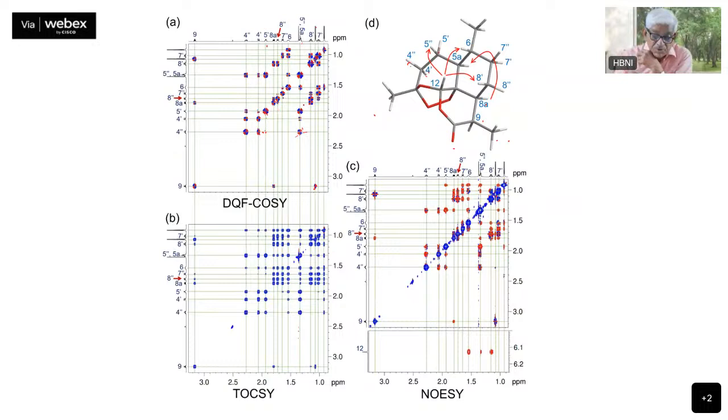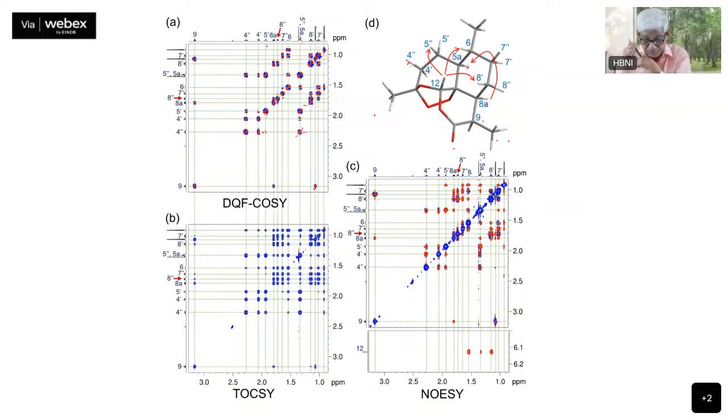And 5 prime shows also to this fellow here, to 5A. No, 5A is here. Yes, it will be shown to 5A. Okay. So let us look at the TOCSY spectrum. This is how this one is showing all direct connectivities. Double quantum filtered COSY is showing only direct connectivities.